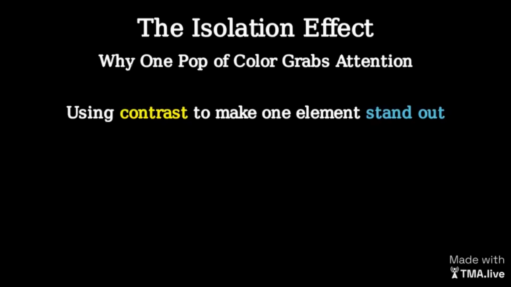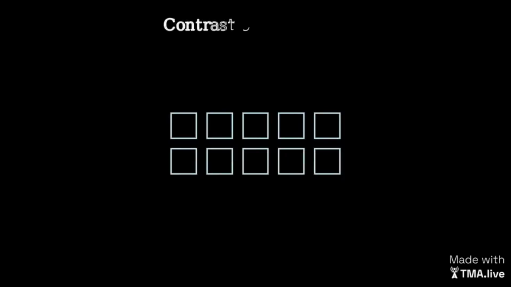By changing the color of one circle to red, we immediately draw attention to it. This contrast is the key to the isolation effect. Contrast creates focus. Here, even with a different shape, the yellow circle stands out amongst the blue squares. The unique element draws the viewer's eye because it's different from its surroundings.